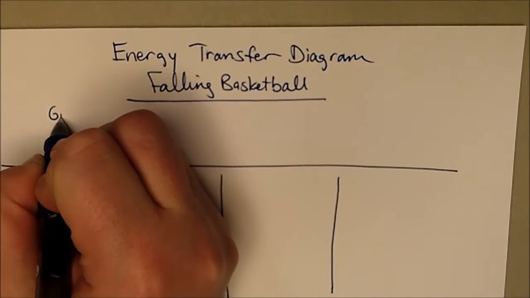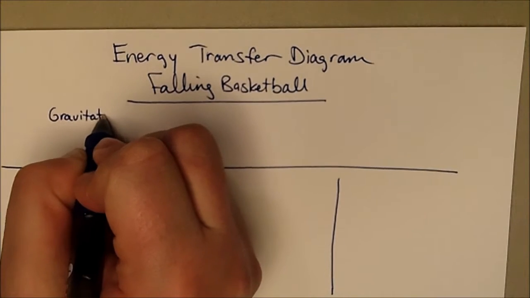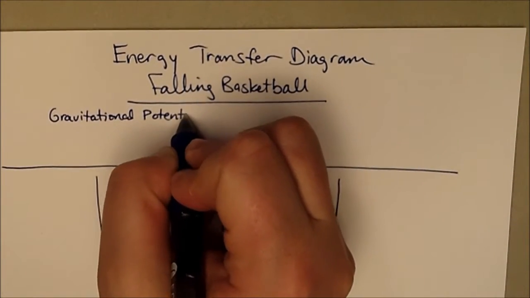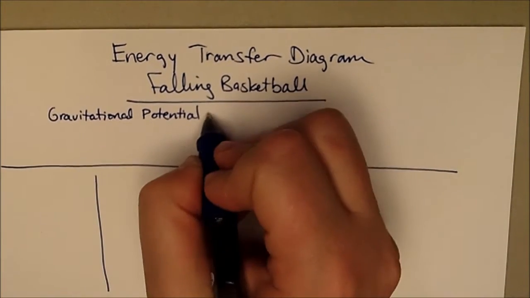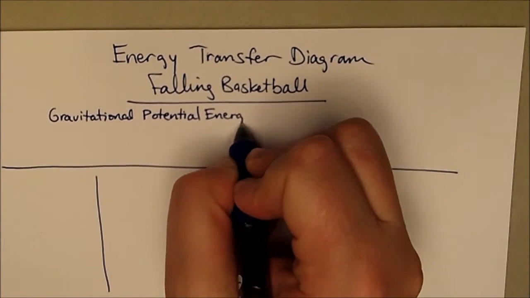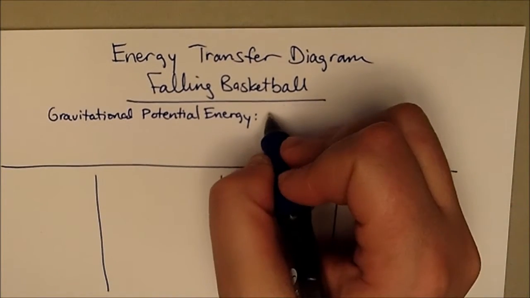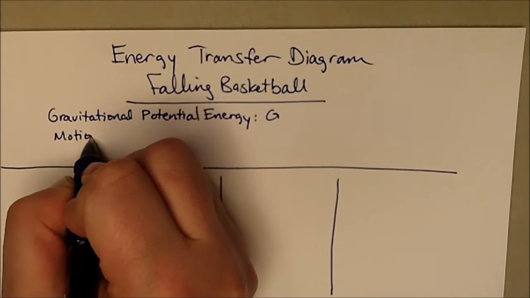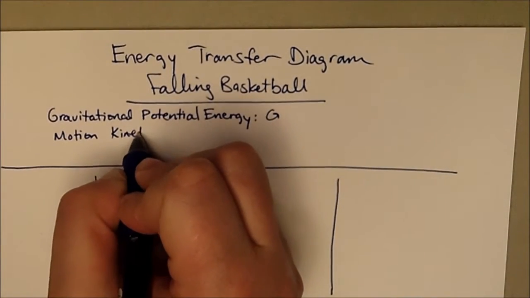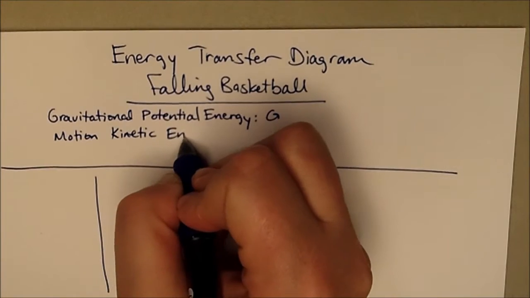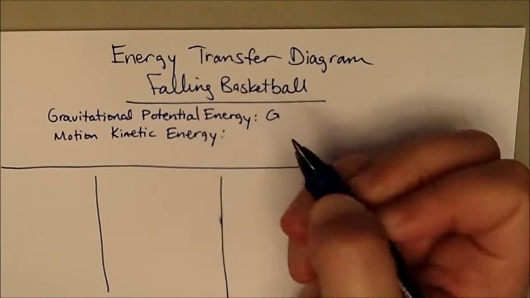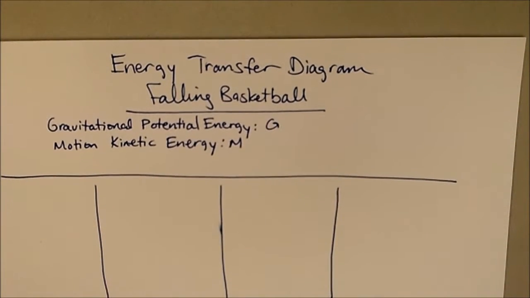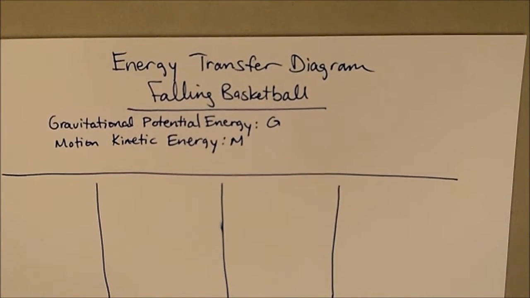So gravitational potential energy, notice this word potential, stored energy, we're going to represent with a capital G. Motion kinetic energy, note the kinetic, that has to do with the movement of an object, in this case the basketball, and that we're going to represent with a capital M.